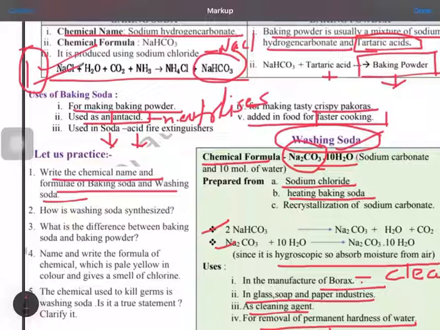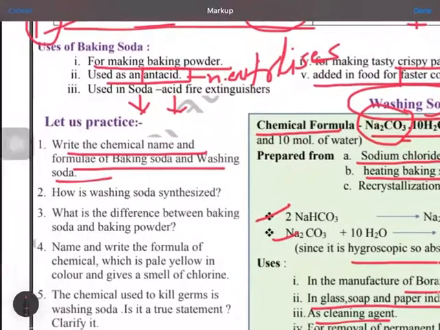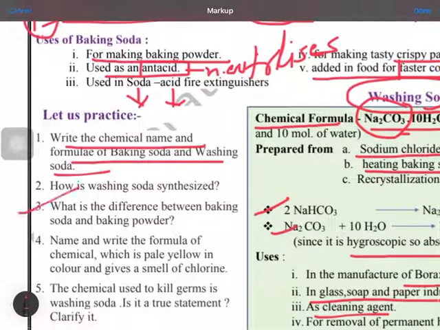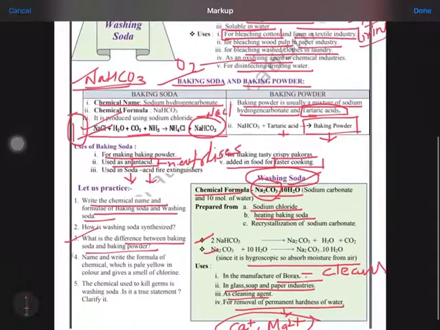Instead of just saying prepared from sodium chloride, you write this equation first. So prepared from sodium chloride is shown by this equation. Then for heating baking soda, you write this equation, and for recrystallization of sodium carbonate, you write the third equation. This is how the answer to this question becomes very informative. Then, what is the difference between baking soda and baking powder? It is very well given in tabular form. You just have to write all these things.